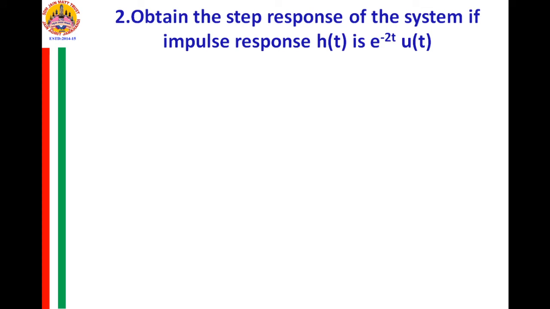Now in the second example we need to obtain the step response of the system if the impulse response is e raised to minus 2t u of t. Now the step response of the system is nothing but the output of the system to the step input, that is x of t.